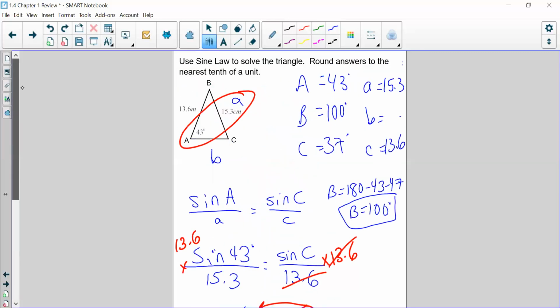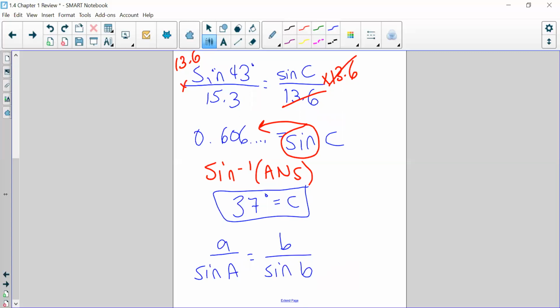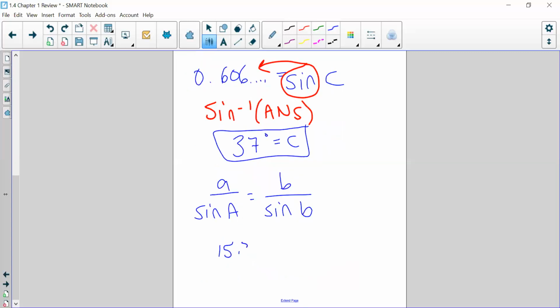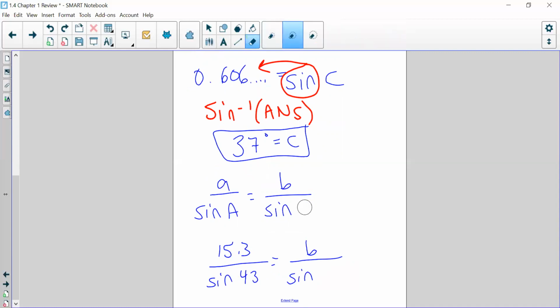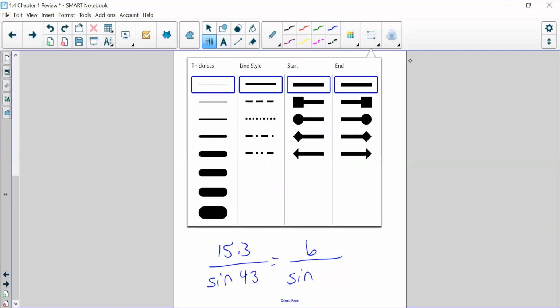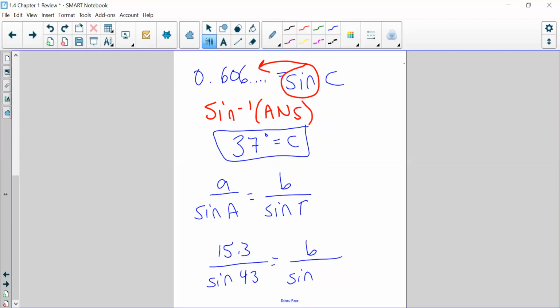Side A is 15.3. Angle A is 43. We don't know side B, but angle B we just calculated for. There should be a capital B in the bottom there. Angle B is 100 degrees. B is what we're trying to isolate, so I'm going to multiply sine of 100 over to the other side.